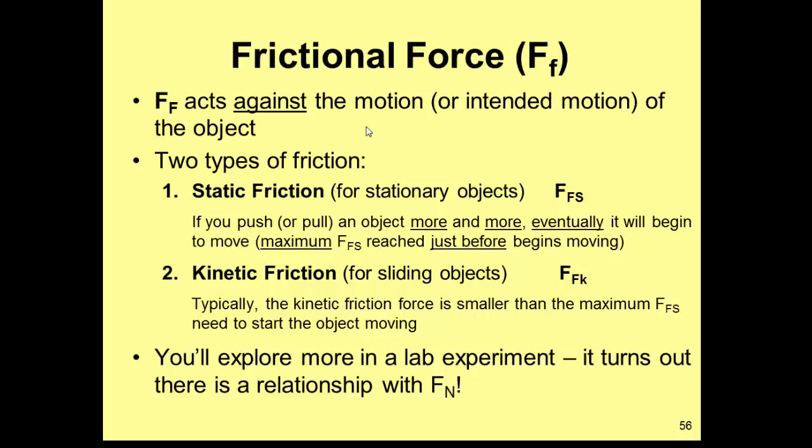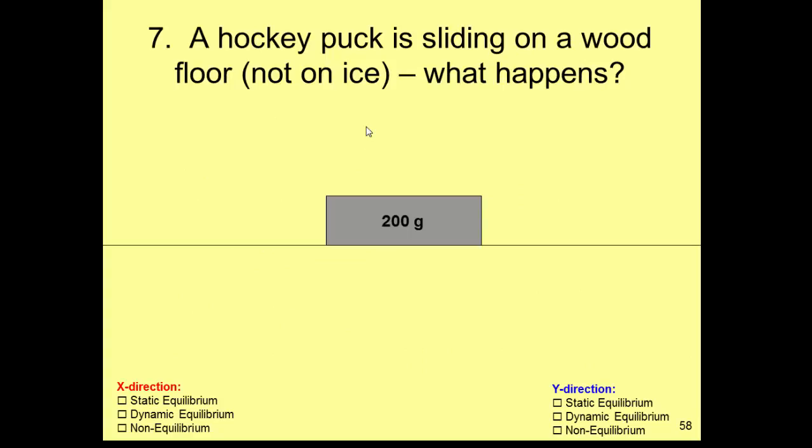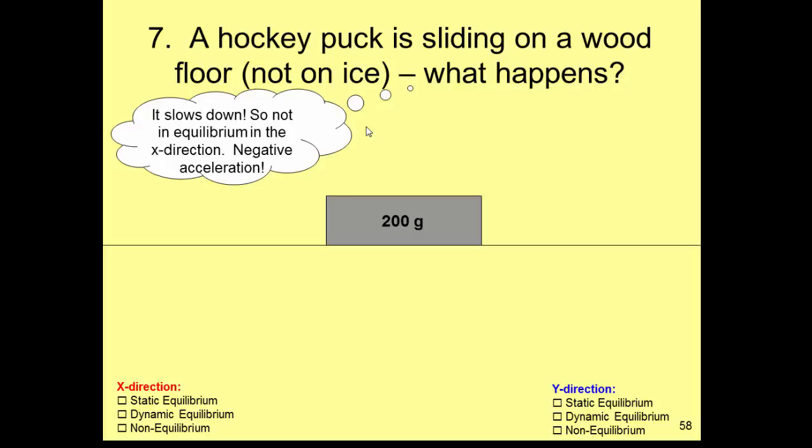We'll be doing a lab experiment, pulling objects to explore both the static frictional coefficient and the kinetic frictional coefficient and seeing how those work. Now that we know a little bit about friction, let's slide this hockey puck along the wooden floor and see what happens. Well, of course, it slows down.